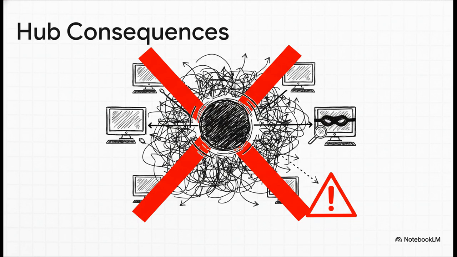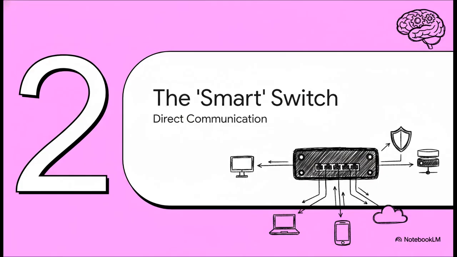Because everyone is on that same party line, if two computers try to talk at the same time, their data literally collides and gets corrupted. This just grinds the network to a halt. And even worse, it's a massive security hole. Anyone connected to the hub can easily listen in on conversations that weren't meant for them. Okay, so thankfully, engineers knew there had to be a better way.